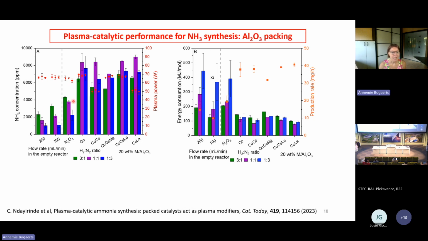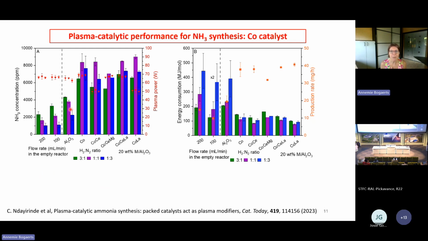However, if we add an alumina packing, so just a dielectric packing, so now we are looking at these bars here, we see that again the 3:1 ratio gives the best results, and the ammonia synthesis is higher, and the ammonia energy cost is maybe a little bit lower, but not much. Actually, we should compare here with the 200 milliliters per minute. But especially we see some improvement in the ammonia concentration, and that is because the dielectric packing causes some enhancement in the local electric field, which already has some effect.